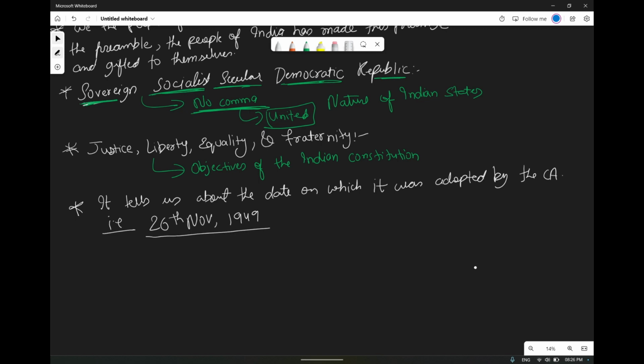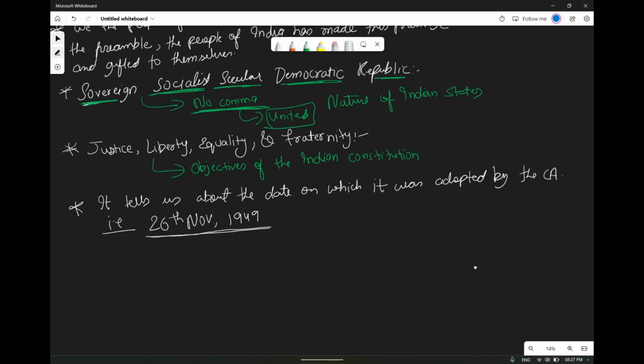On that date the last reading of the Constitution happened. On 26th January 1950 it came into force, but it was adopted on 26th November 1949. It was insisted on by Pandit Nehru only that it be done on 26th January 1950.